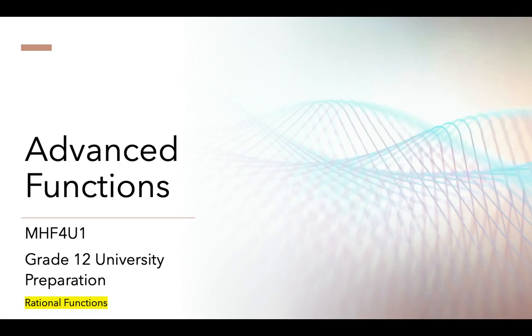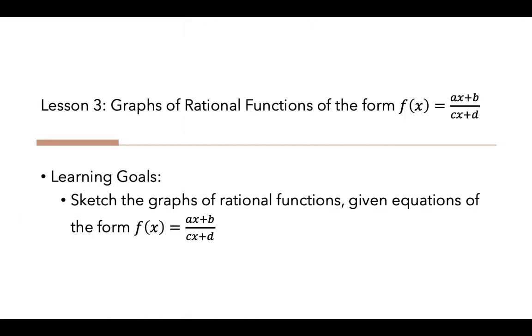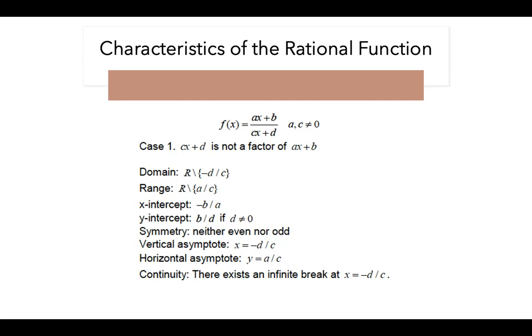Welcome back to Advanced Functions, another rational functions unit. In this lesson number 3, we are going to look at the graphs of a rational function of the form y is equal to (ax + b) over (cx + d). There are two different scenarios that I'm going to take a look at. So this is case number 1.